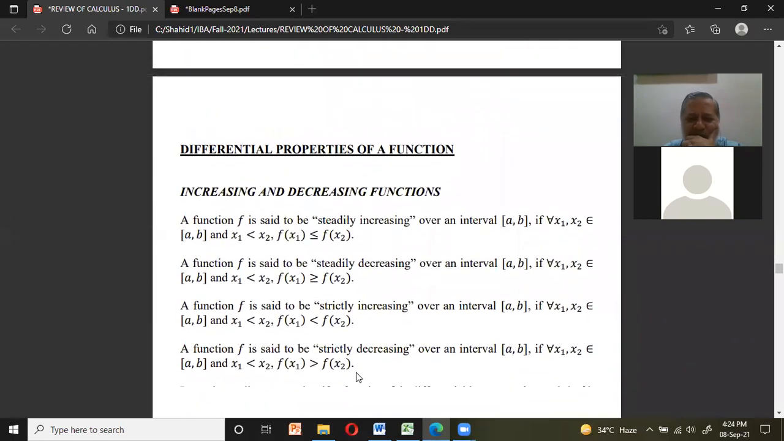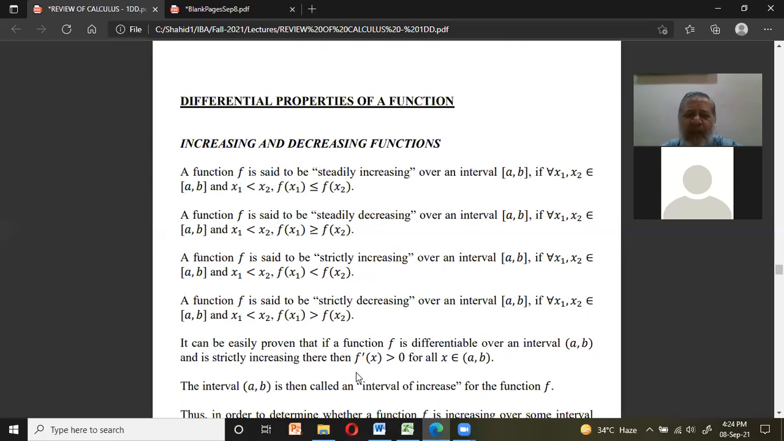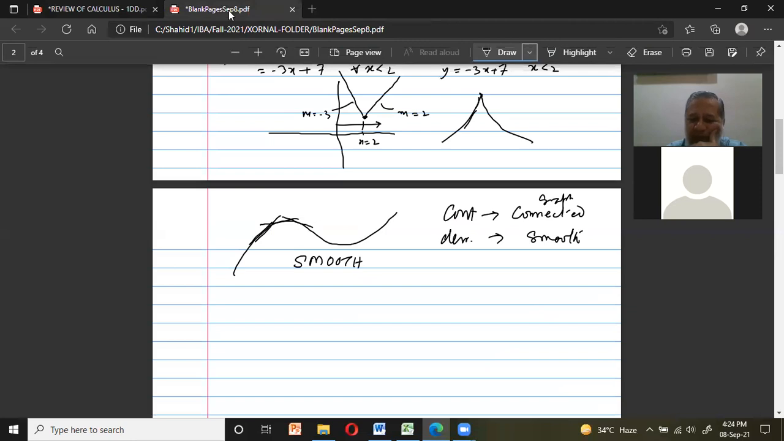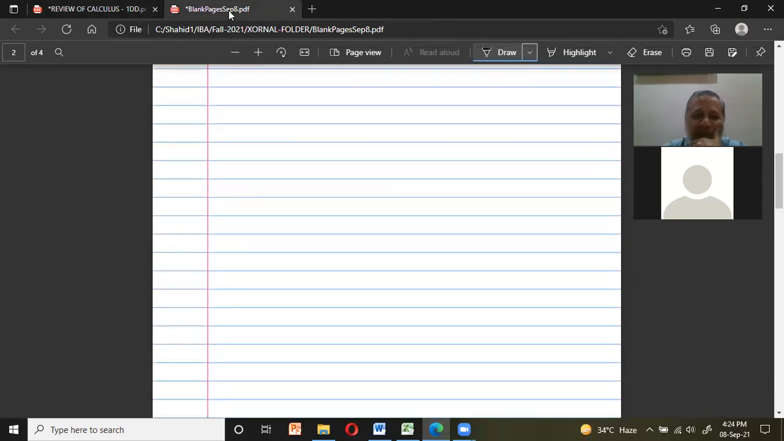Then there are differential properties that are very useful in understanding general ideas of the concept of increasing and decreasing functions. Let me redraw an arbitrary function graph.